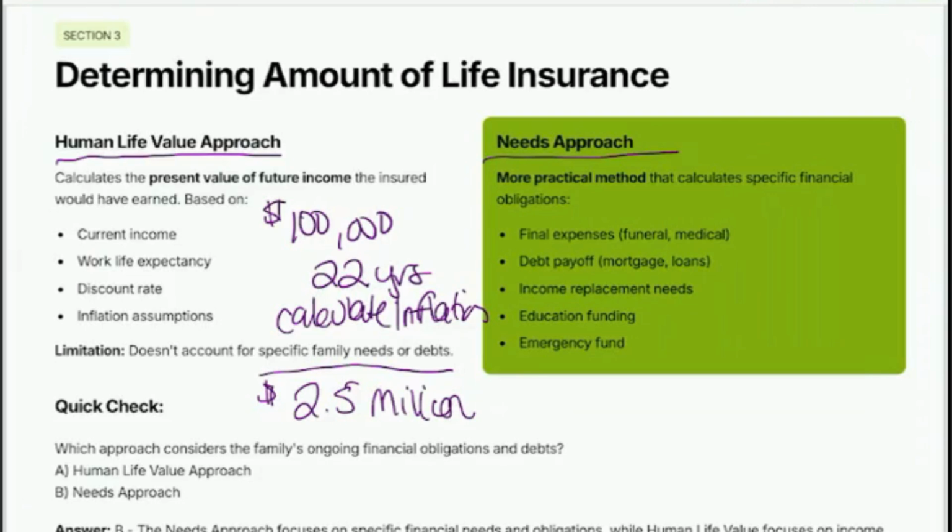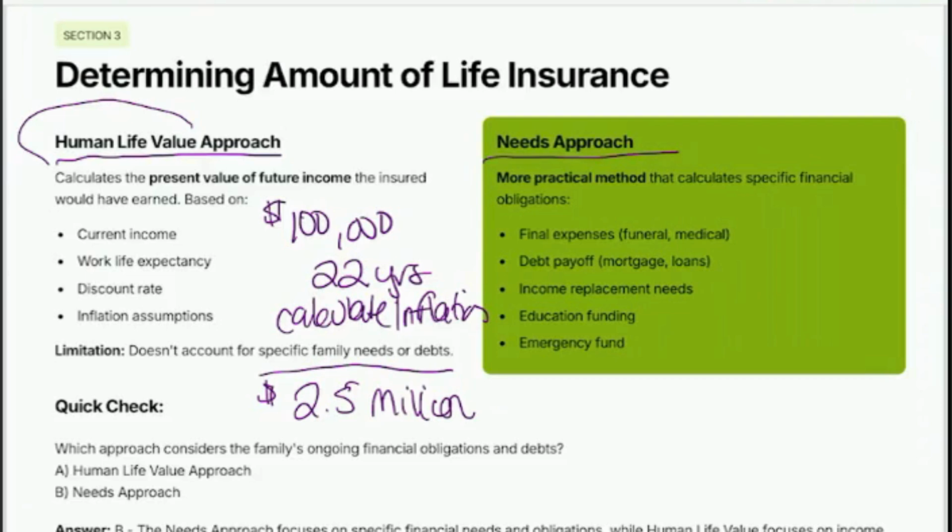But before the exam, you need to know what the human life value approach is. It is how much is this human life valued at, which sounds awful, but how much money will this person make in their life if they make it to the life expectancy that they should. Needs approach is more often used.